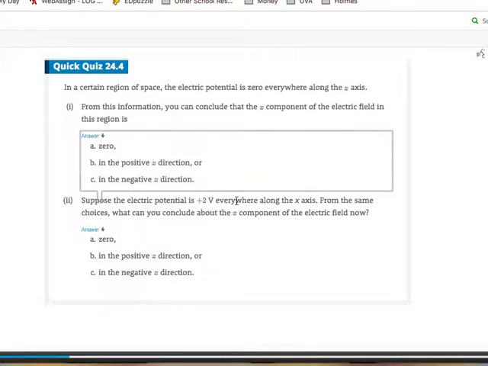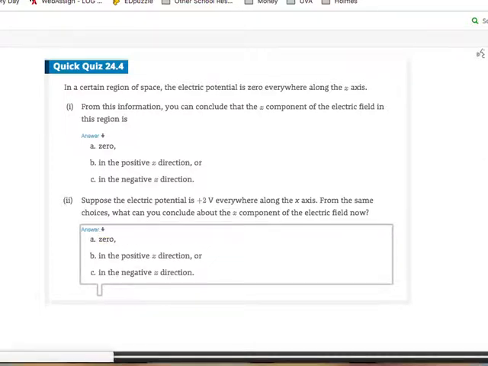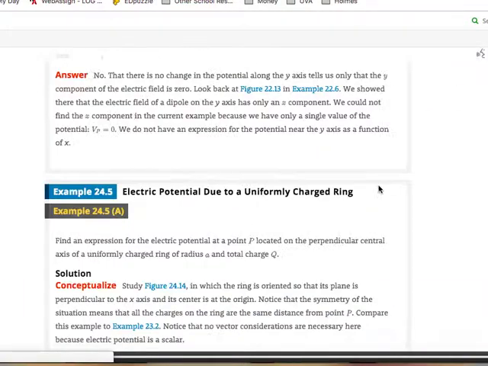Suppose that it's positive 2 everywhere along the x-axis. From the same choices, what can you conclude about the x component of the electric field now? Well, since it is positive 2 everywhere, it is not changing. It doesn't matter what the electric potential is, what the voltage is. If it is not changing, then the electric field is 0. So this should be 0 as well. It's the rate of change of potential that would give you the electric field.